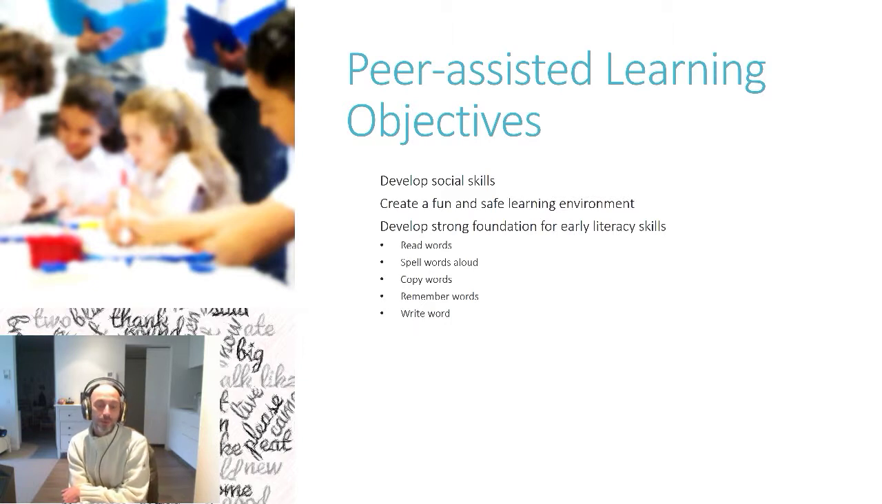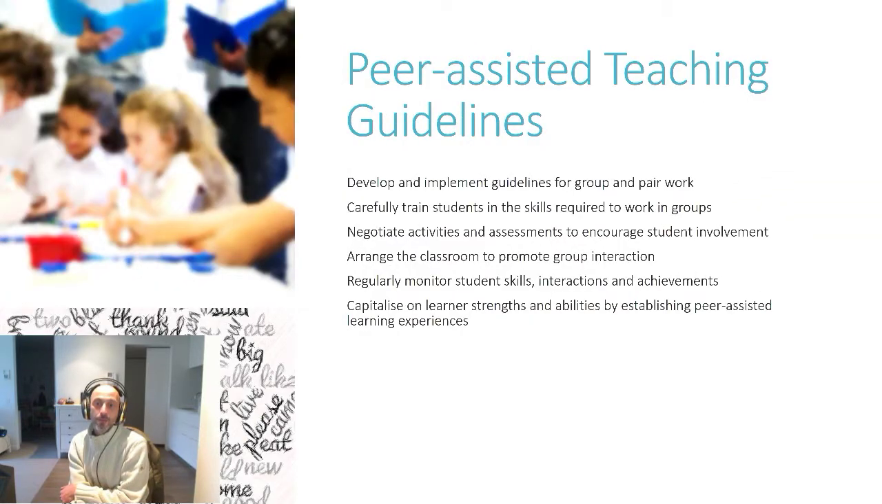The process that they will go through would be to read the words, spell the words aloud, copy the words, remember the words, write the words. And the peer-assisted teaching guidelines here are that you need to develop and implement guidelines for the group and pair work before you start, and carefully train the students in the skills that are required to work in the groups, and negotiate activities and assessments to encourage student involvement.